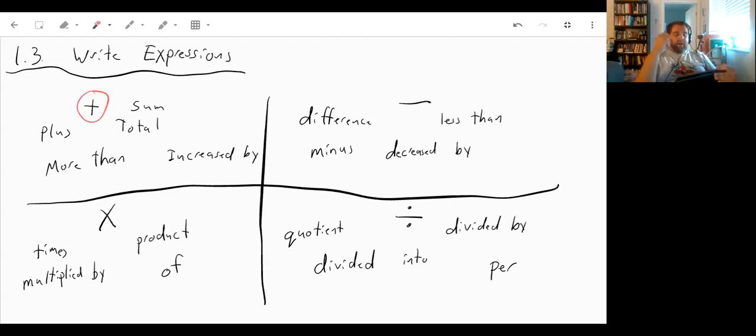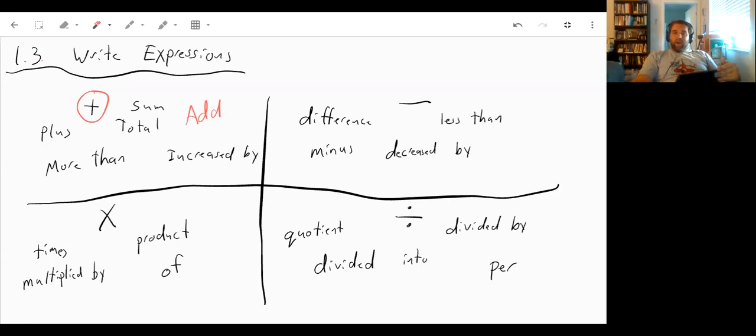So if we are looking at our addition sign, you could maybe see add be used, like add 2 and 3. Or you could see that as the sum of 2 and 3, or 2 plus 3, or the total of 2 and 3, or 2 more than 3, or 2 increased by 3. Any of those all mean the same thing as to add.